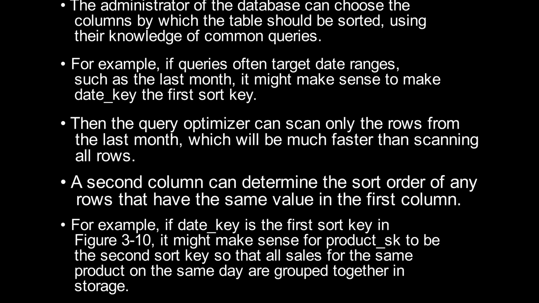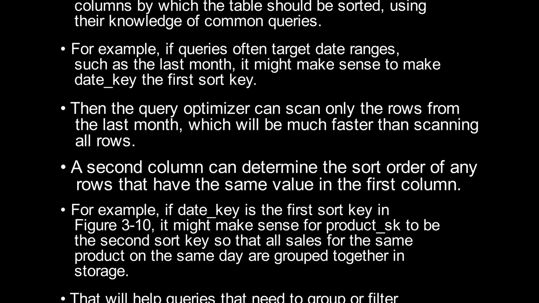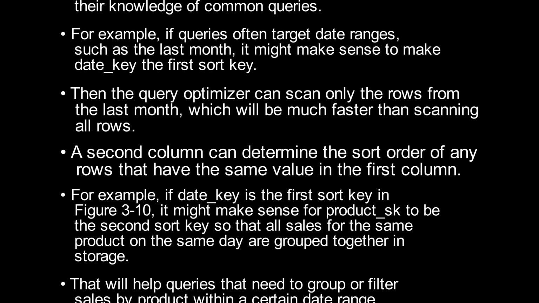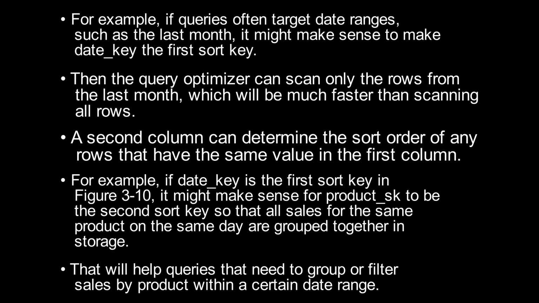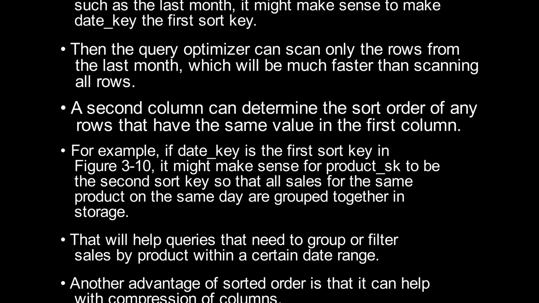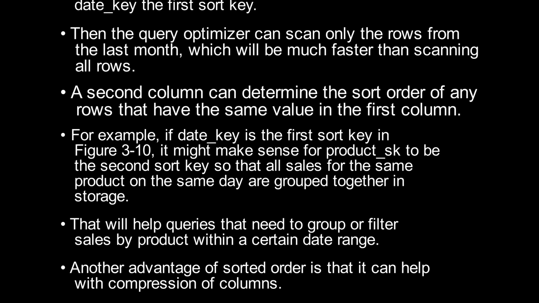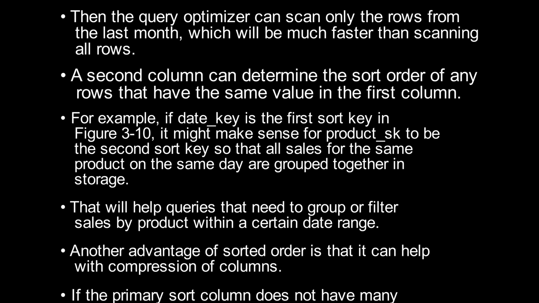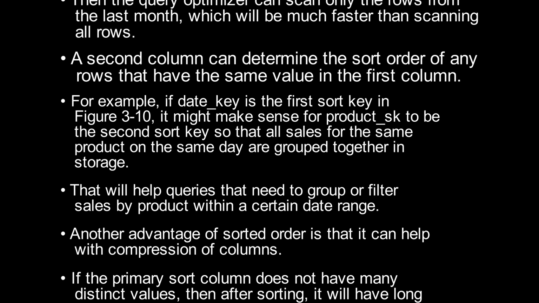A second column can determine the sort order of any rows that have the same value in the first column. For example, if date_key is the first sort key in figure 3-10, it might make sense for product_sk to be the second sort key so that all sales for the same product on the same day are grouped together in storage. That will help queries that need to group or filter sales by product within a certain date range.